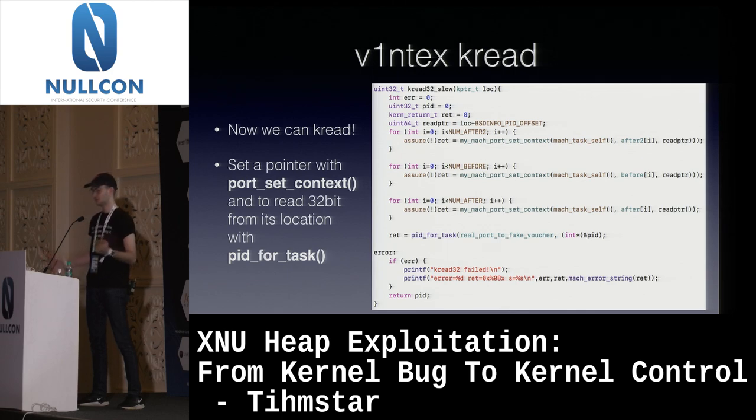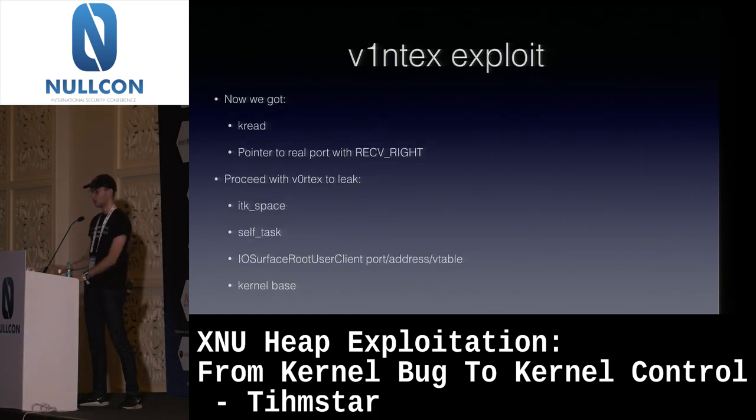Now we can kread, right? Set a pointer with mach_port_set_context for all the ports, and then use pid_for_task to read it. This is actually quite slow, because since we don't know exactly which port is the one overlapping, we need to set a value on all ports before we can do a 4-byte read. Now we have kread and a pointer to a real port with a receive right.